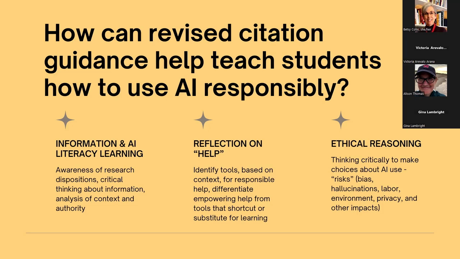So you want to give them a chance to think about, are there biases here I should be aware of? Are there hallucinations I should be checking, vetting, verifying? Are there labor issues, environmental issues, privacy issues, other impacts that I want to be aware of and put into my decision-making matrix? Maybe I decide that the benefit outweighs some of those risks or challenges, but getting students to identify those and engage with them is a kind of ethical reasoning.